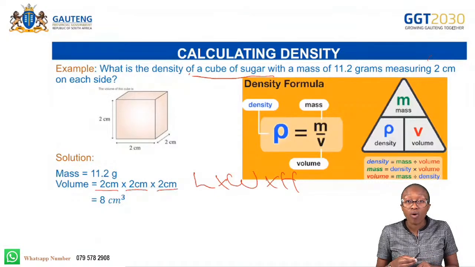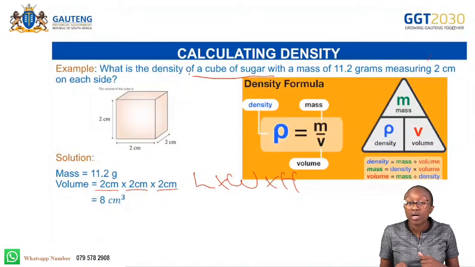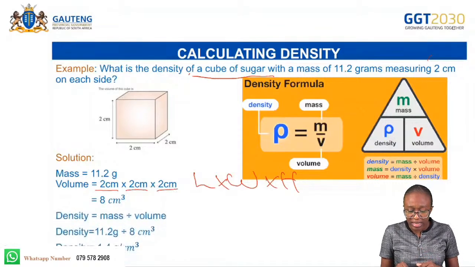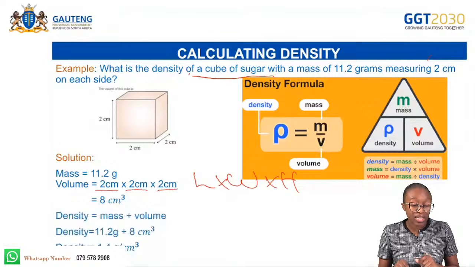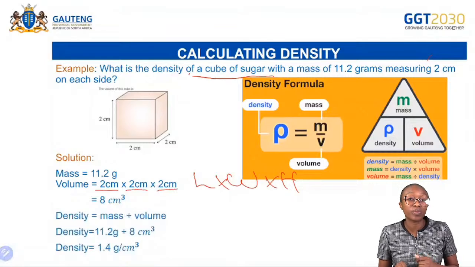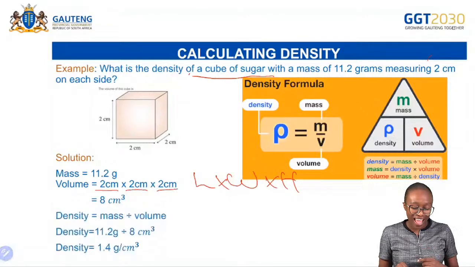So now we have our mass and we have our volume. Now we can use our formula to calculate the density of this cube of sugar. Mass divided by volume, 11.2 grams divided by 8 cubic centimeters, gives us 1.4 grams per cubic centimeter. So that is the density. You can quickly copy down this example. I'm going to give you 1 minute to copy down this example.